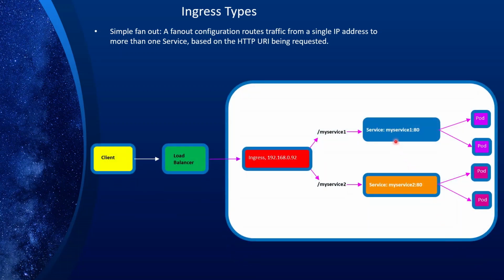Let's say we have two services, one called My Service 1 that is listening on this port, and these are the pods behind that. And then another one called My Service 2. This is the port number that it is listening on. Again, these are the pods behind that. We want to create a single ingress that will manage both these services. So if the user specifies /myservice1, the request should be routed to myservice1. If they specify /myservice2, the request should be routed to that service.